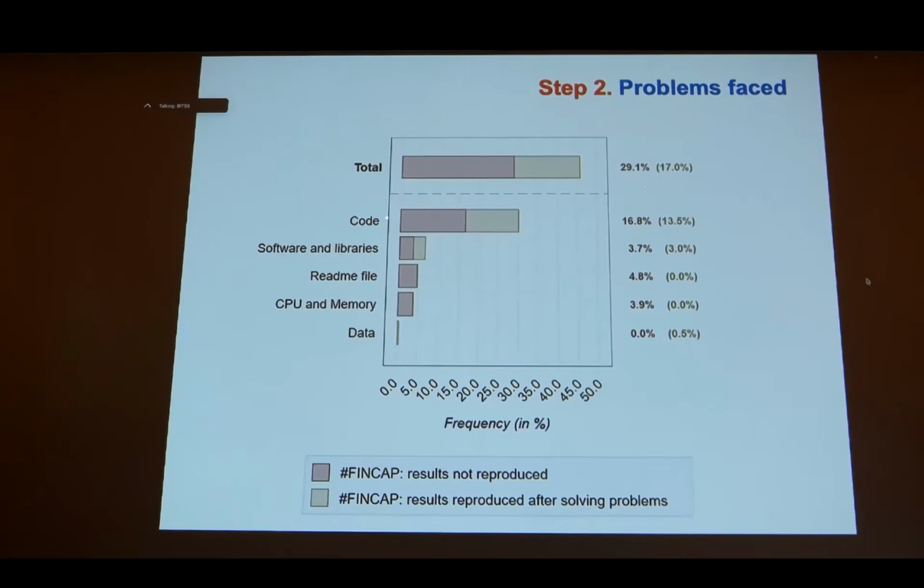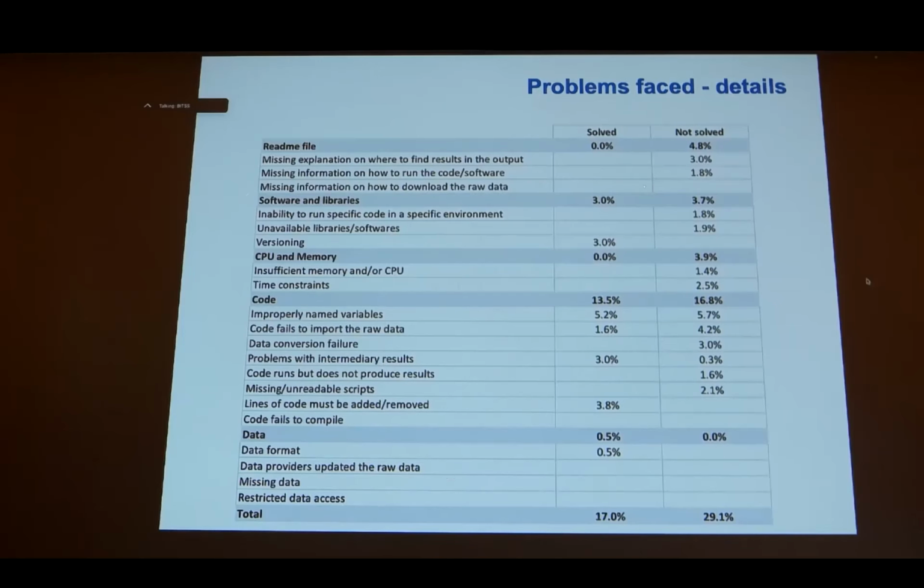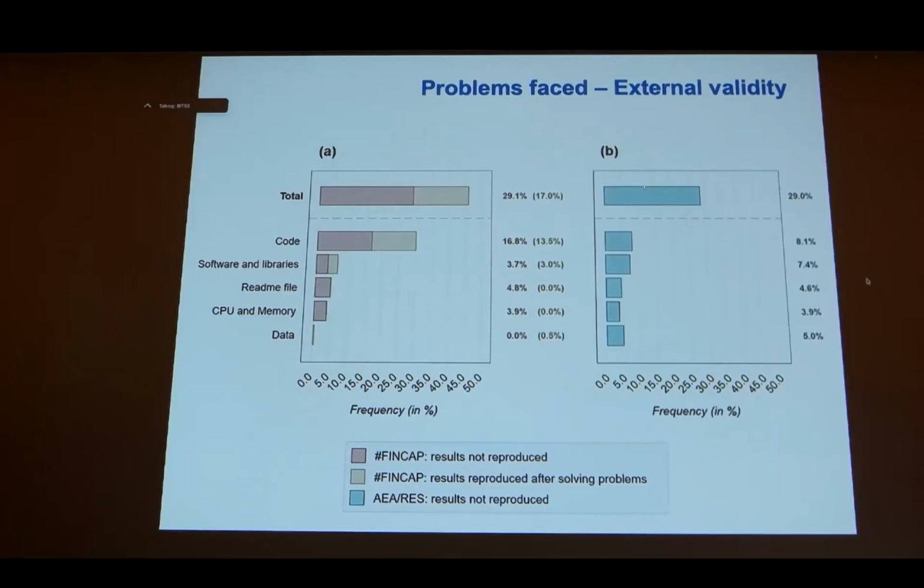And then for every single problem, we were able to classify them. It's either a problem affecting the code, software libraries, README files, CPU, memory, or data. Again, systematically, we have the problems we can solve and the problems we are unable to solve. Then we end up with a typology of all the problems. We have 20 categories. For each of these 5 families, we break down and explain what happened, how often it happened, whether we have been able to solve them or not, etc. So that's interesting, in my opinion.